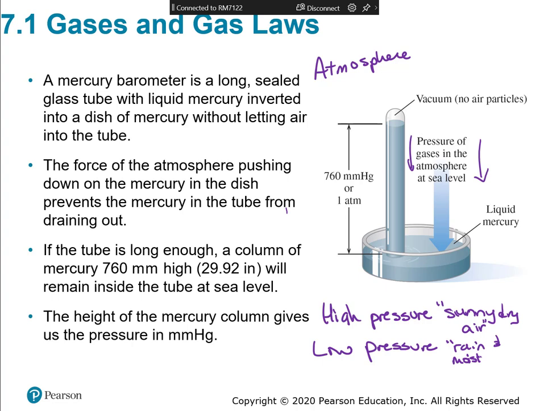So really, high pressure systems and low pressure systems are those that are variable. High pressure brings along sunny, dry kind of air, whereas low pressure is going to bring in rain and kind of moist air, because there's more water vapor and less actual air.